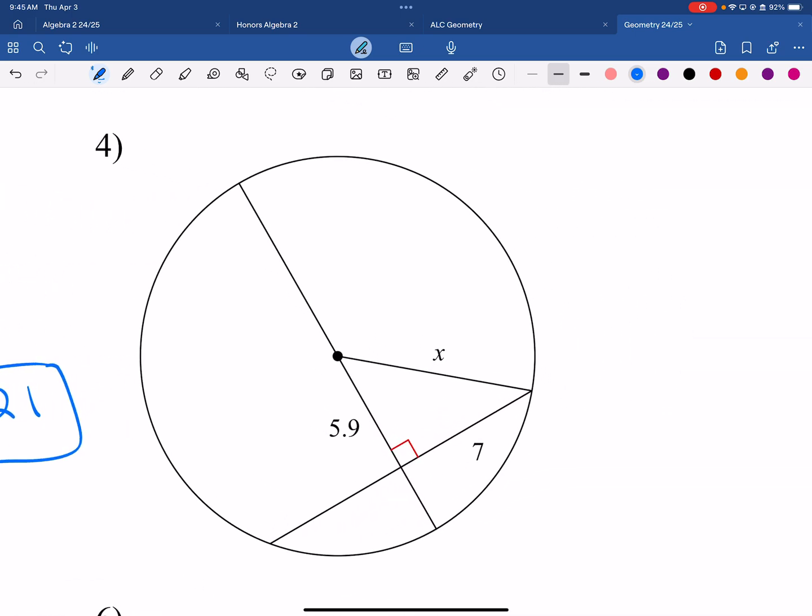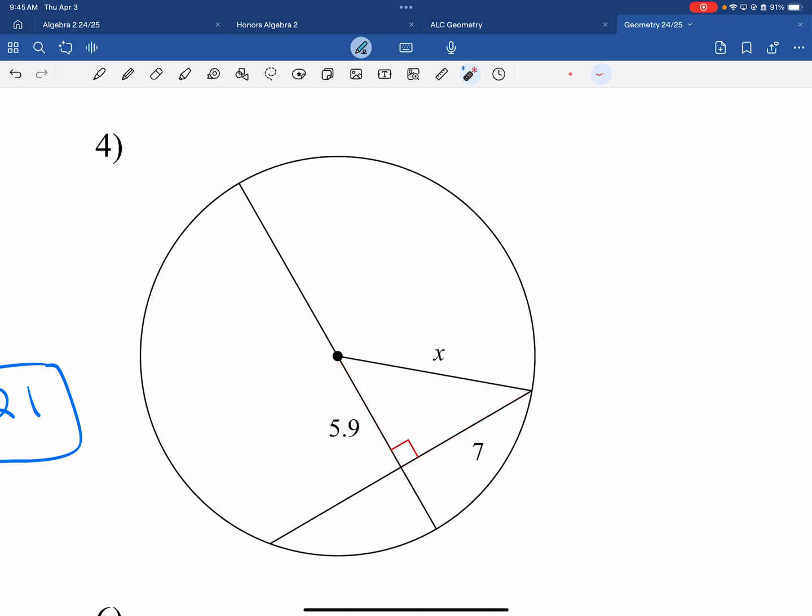Question number 4. All right, I look at it. I've got a diameter perpendicular to a chord, so I've got my 90-degree angle. x is the radius. So first thing I'm looking for, when I say x is the radius, can I easily find what the radius is? I've got this is 5.9, but I don't know what this is. So I can't just add this and this together. I know this distance is 7. This distance is 7. This is 5.9. I don't know that one.